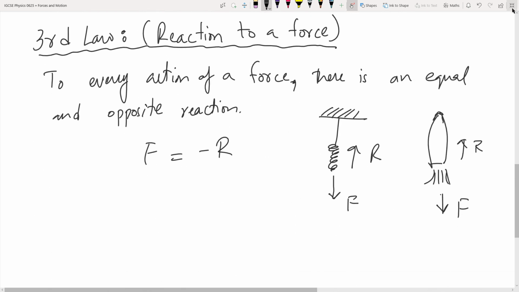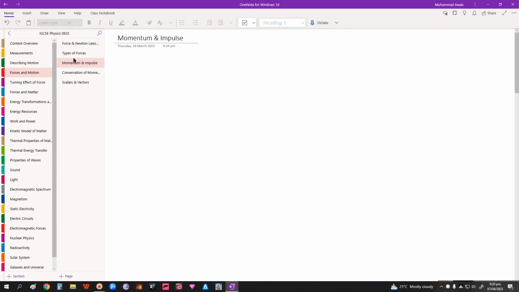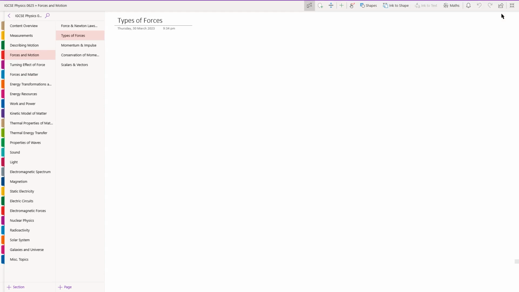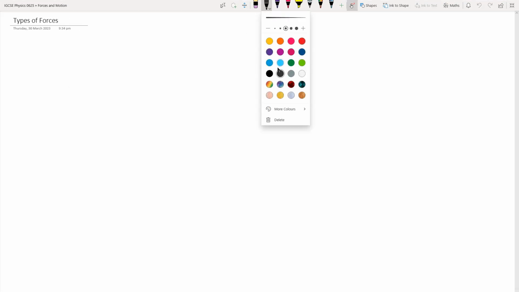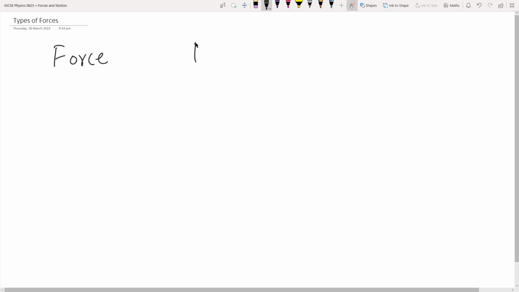And let's move on to the next topic, types of forces. Now there are several types of forces. I'm just going to critically define a few. The first force is like the mechanical ones, the mechanical versions. So I'm just going to look into what we call force, right? F is equal to ma. Then we have reaction force, which is F is equal to minus R.